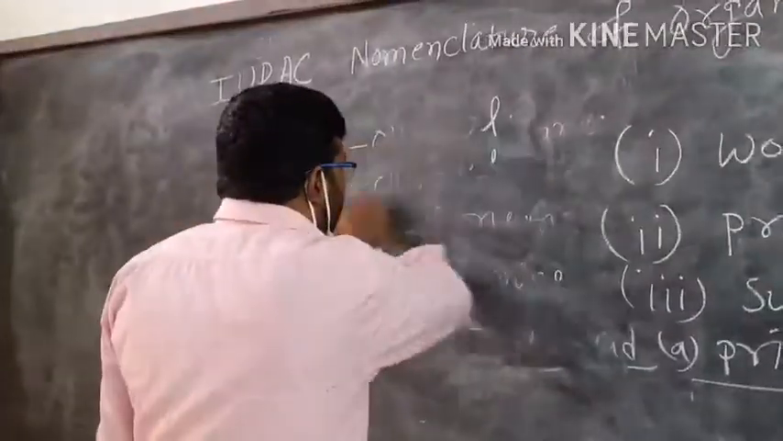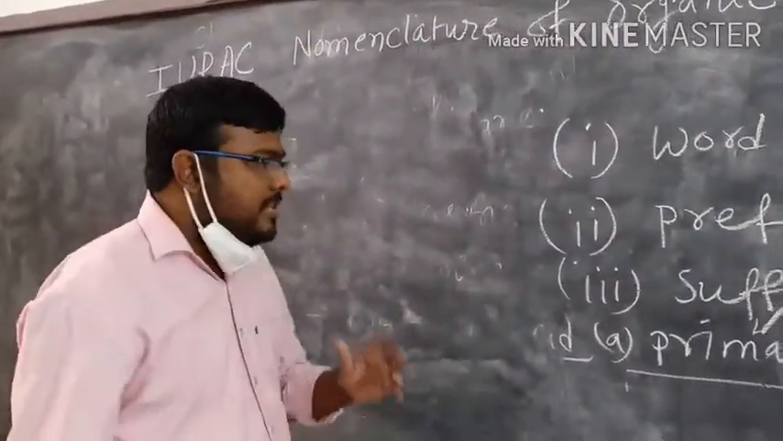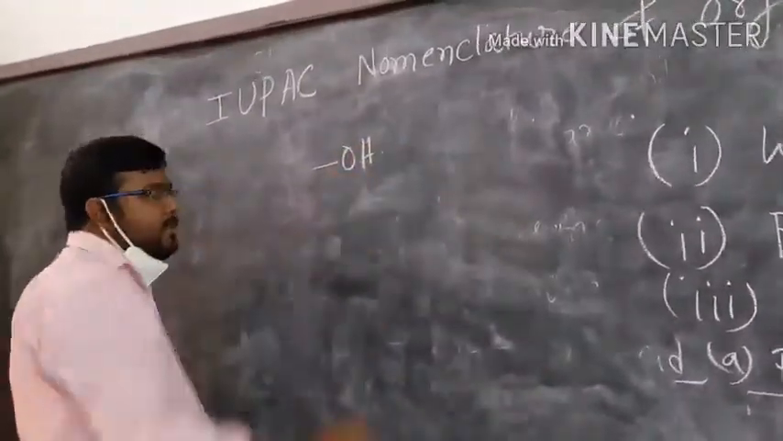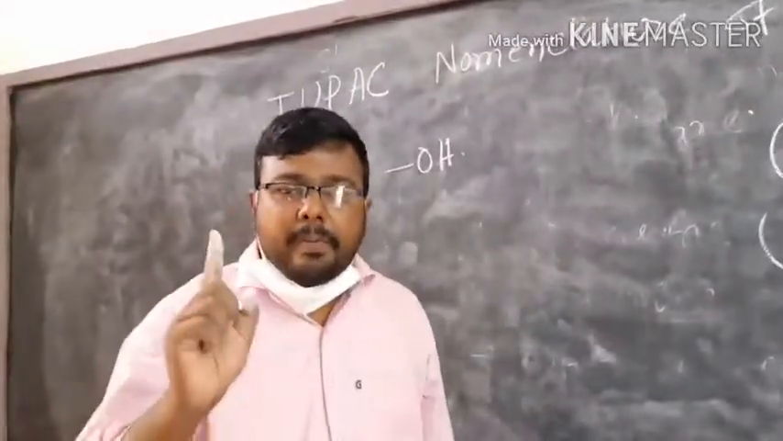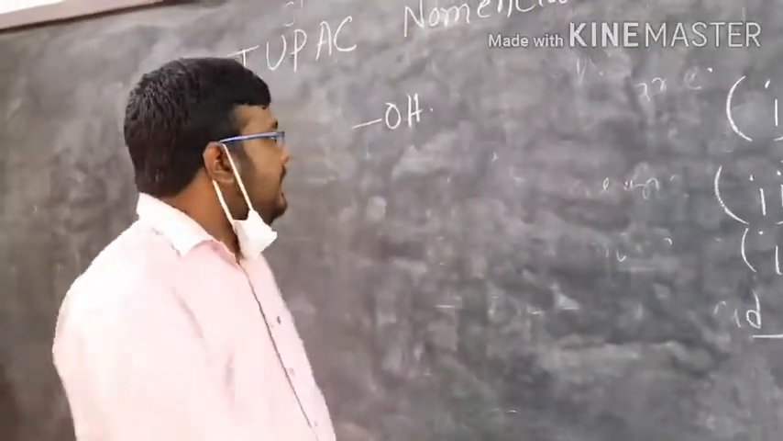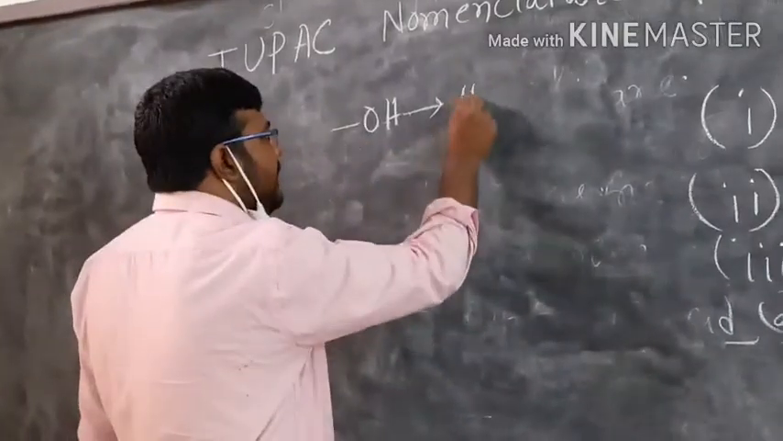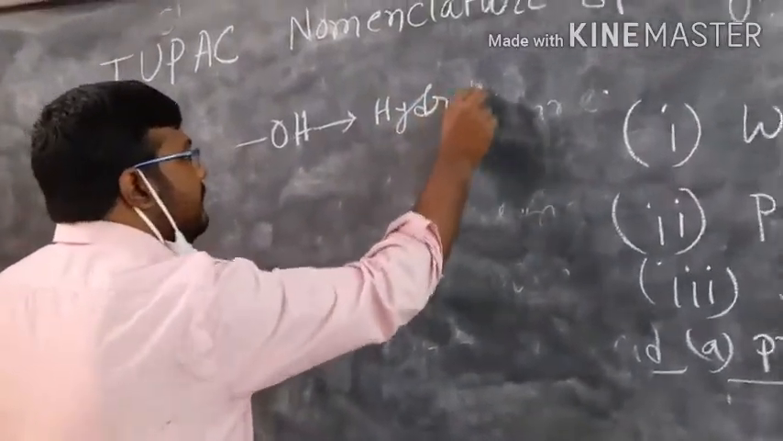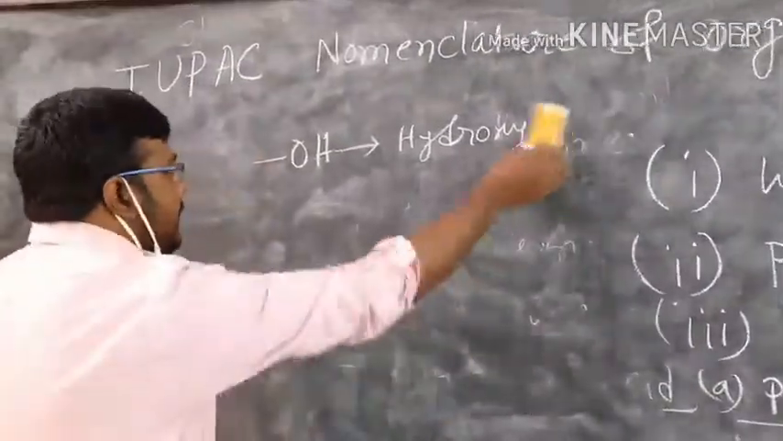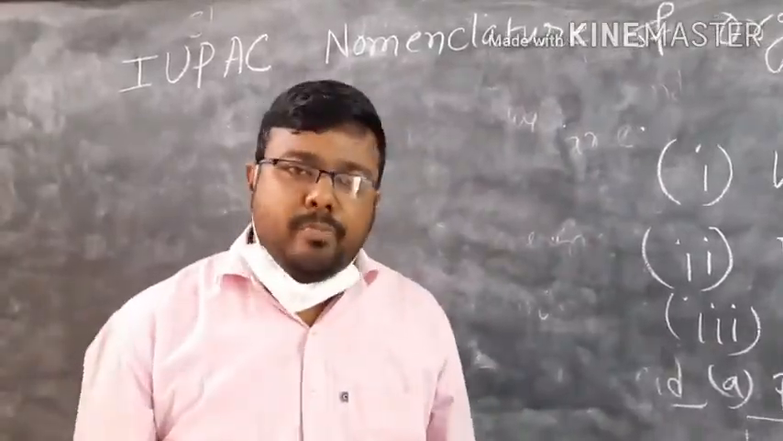Sometimes the functional group may also be used as a prefix. This will be the case when two or more different functional groups are present. One will be taken as the principal functional group and the other will be taken as a substituent. Then OH may also be used as a prefix, and when used as a prefix it is named hydroxy, etc. Which functional group is named how as a prefix, you can take from the book.